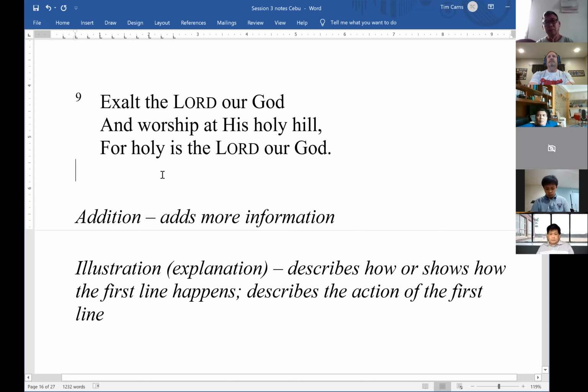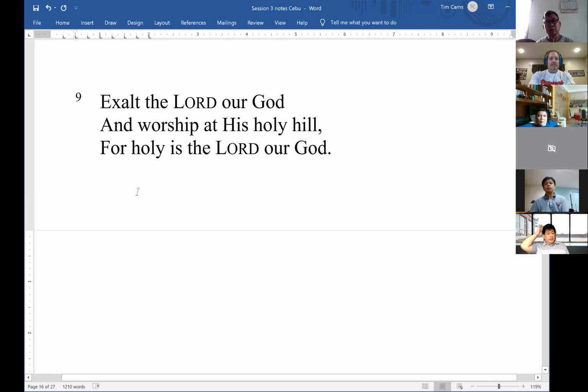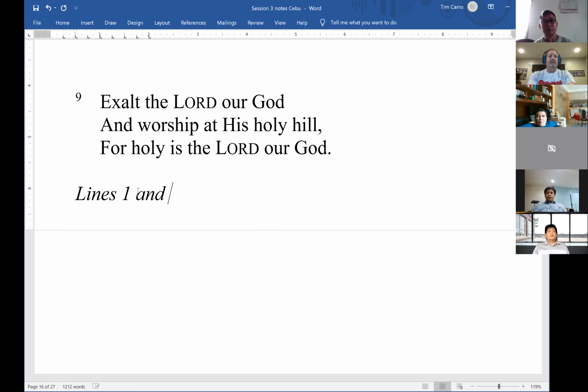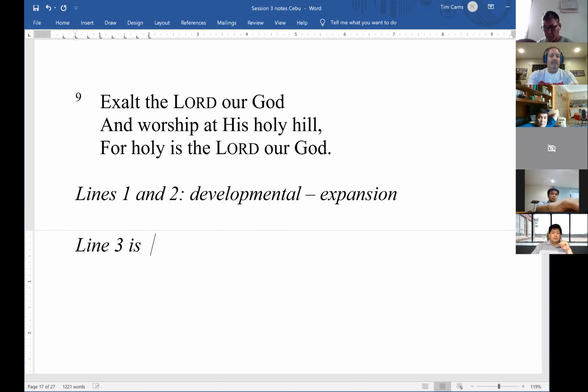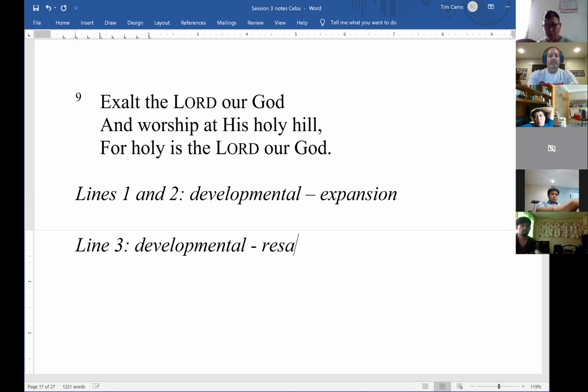Let's see, Brother Ruel, do you want to try this one, verse 9? Yes. I think it's developmental in the sense that lines 1 and 2, how do those connect? Line 2 expands line 1. Okay, good. And line 3 is the reason for lines 1 and 2. So line 3 would be developmental, reason. So line 3 is the reason for lines 1 and 2.